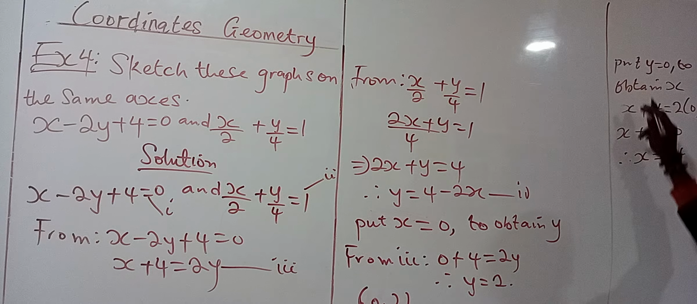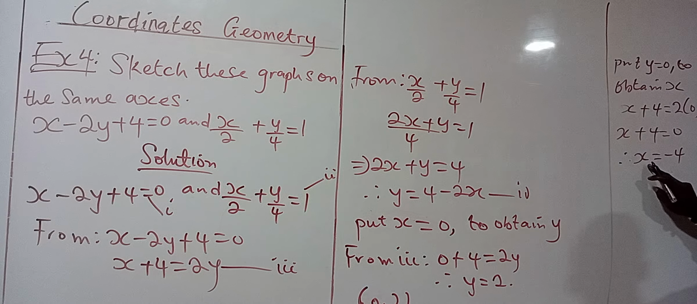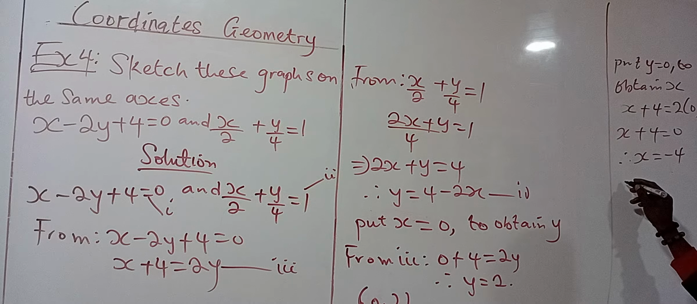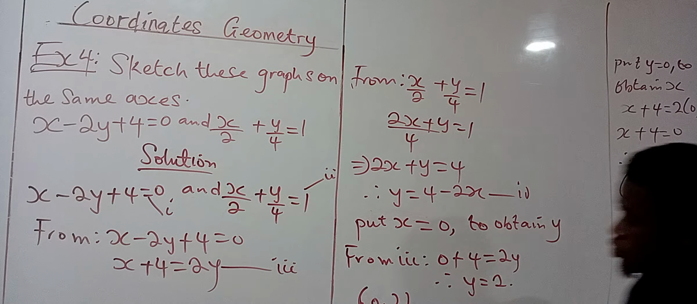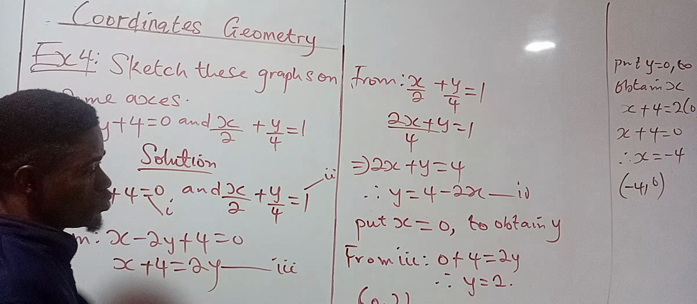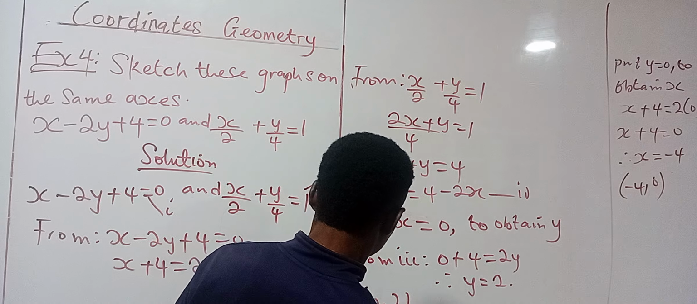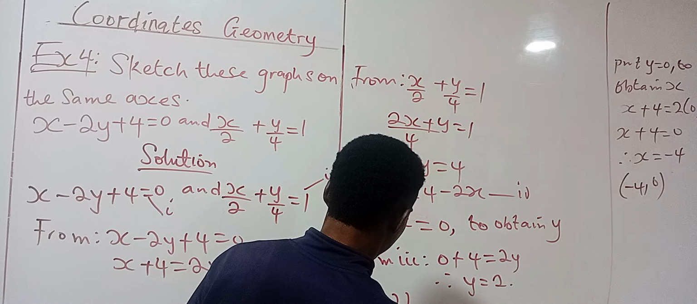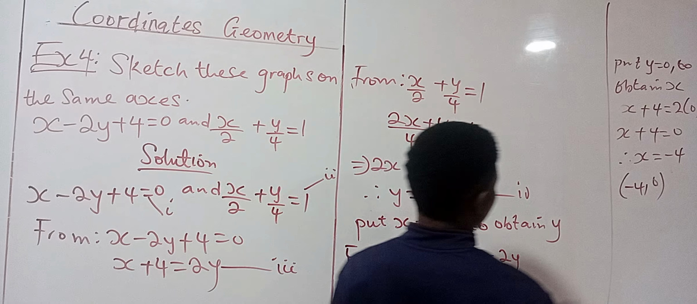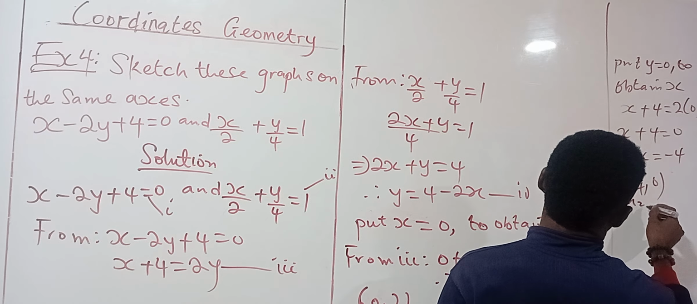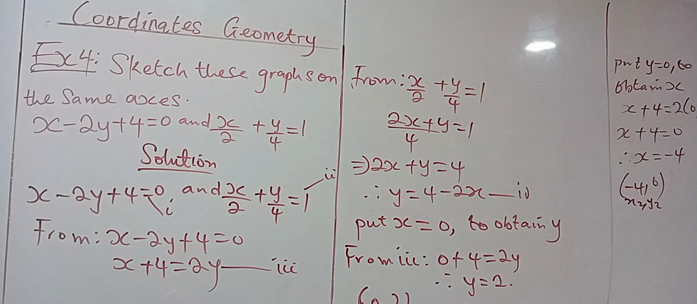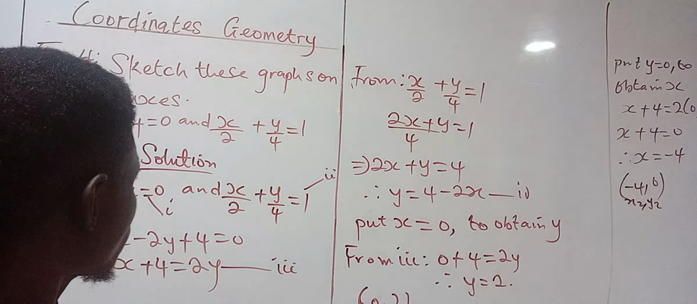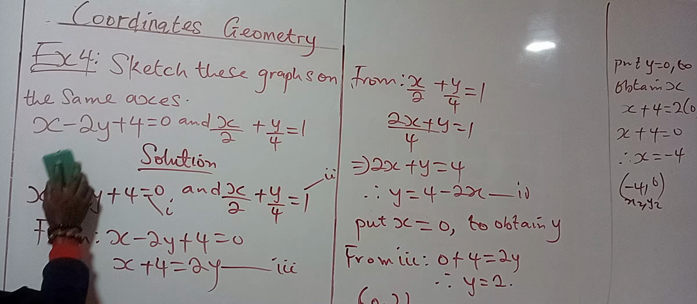So in this case, when y equals 0, x is minus 4. So we are having minus 4, comma 0. So we have 2 points now. The first one is 0, comma 2, x1, then y1. Then the second one is minus 4, comma 0. Now let's go to the other one.